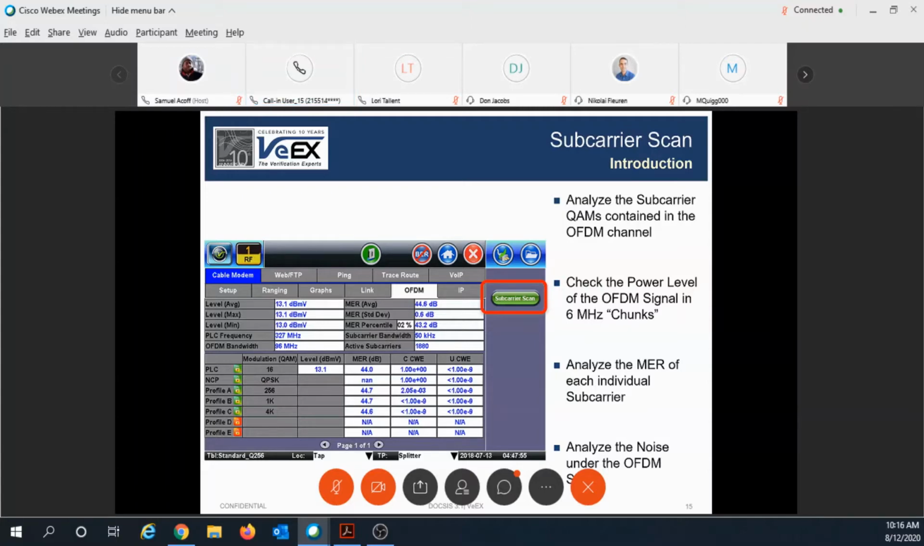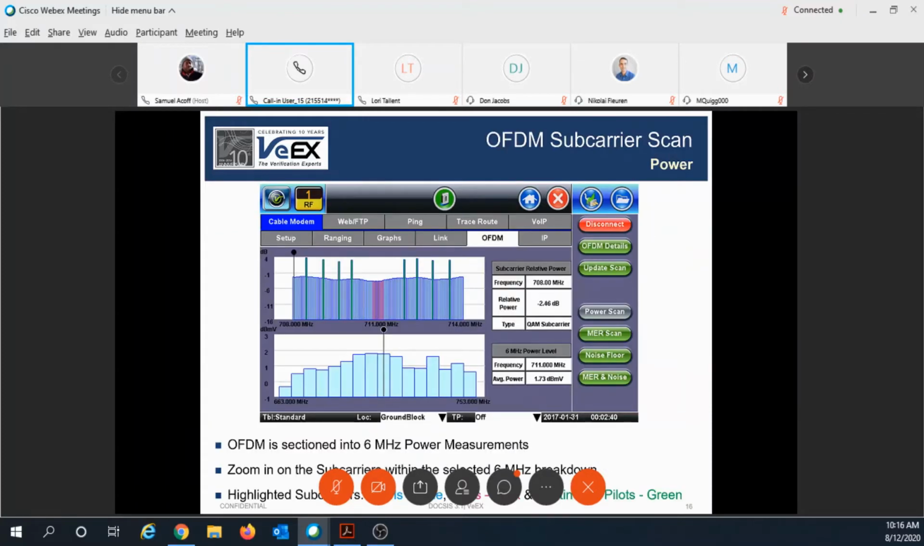So where that marker is placed on the bottom, we have a color breakdown there. I just wanted to go over that real quick. The pink section is where the PLC resides. The PLC is the physical or PHY link channel that drives the OFDM. That's the controlling mechanism between the CMTS and the cable modem. The green pilots are sticking up there. Those are continuous throughout the OFDM in all sorts of different places. The rest of the carriers in blue are the data quants. And those are the profiles that can be a 256 in this case, a 1024, or a 4096.